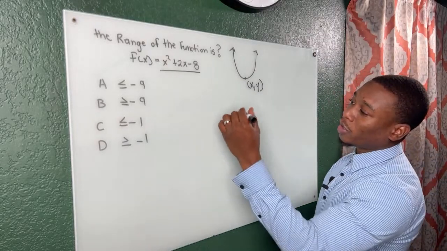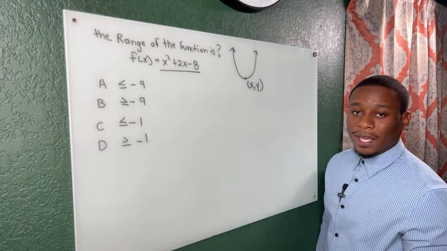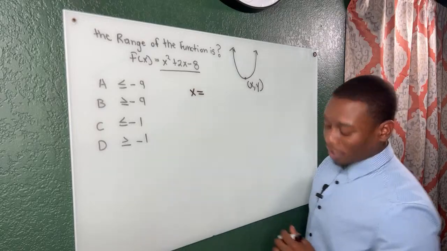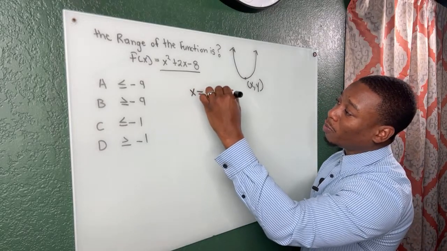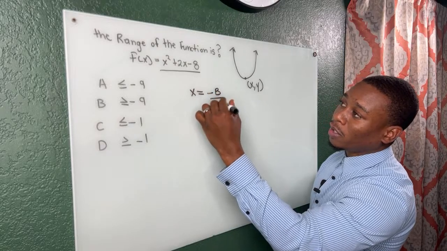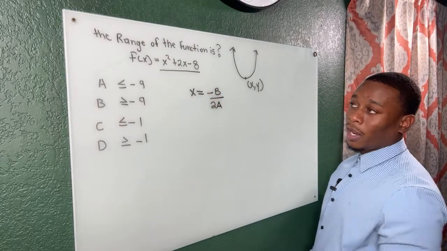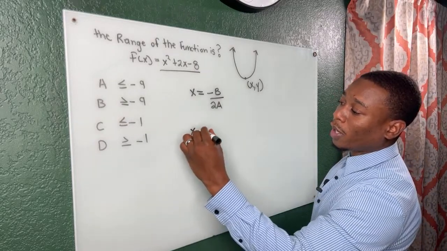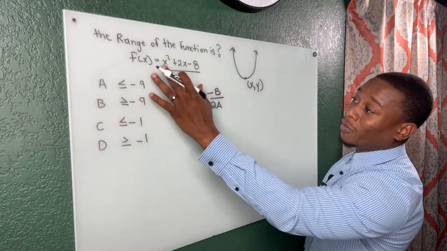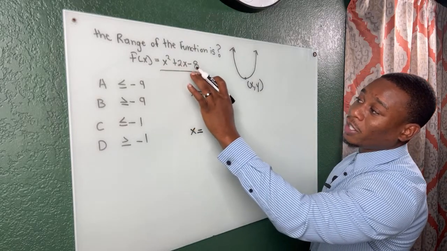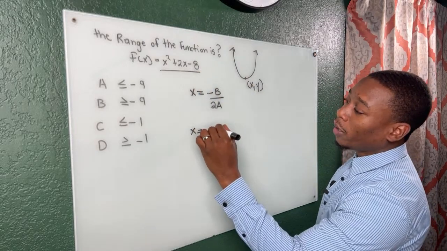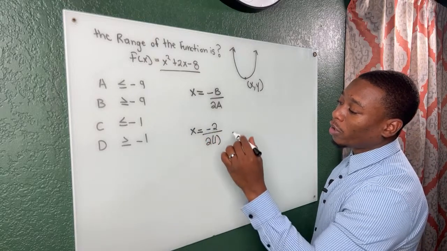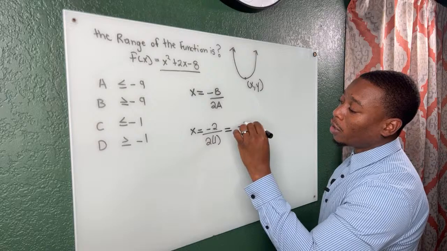So the way we're going to do that is we're going to try to figure out what the x-coordinate for the vertex is. And we could use the formula x is equal to the opposite of b divided by 2a. So when we look at the quadratic formula, ax squared plus bx plus c, we know the first term is a, then we have b, then c. So when we fill this in, we're going to have negative 2 divided by 2 times 1, and we're going to get x is equal to negative 1.